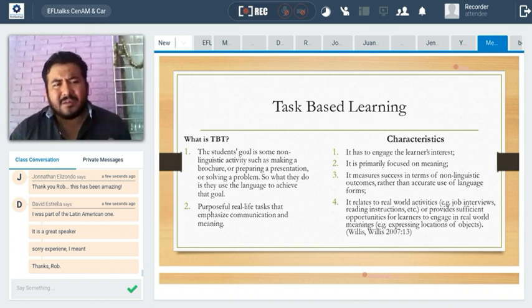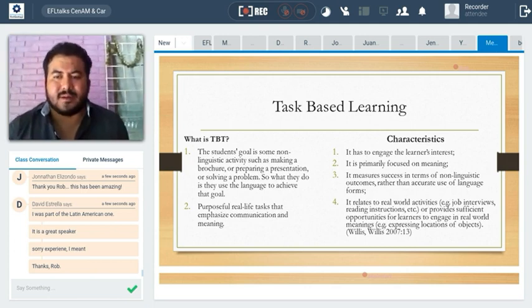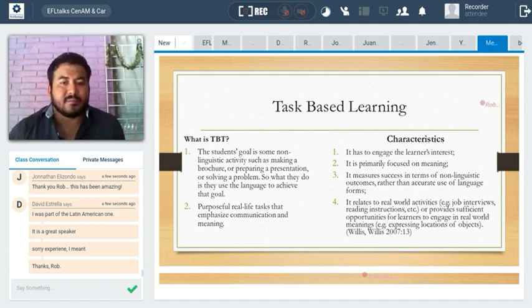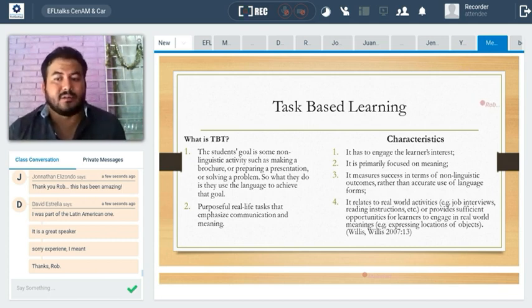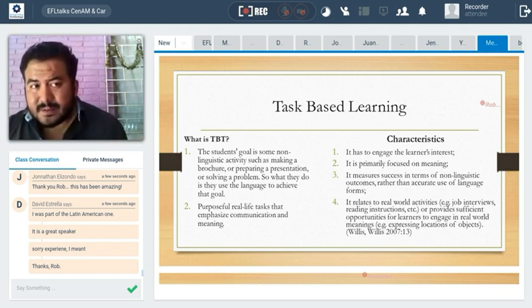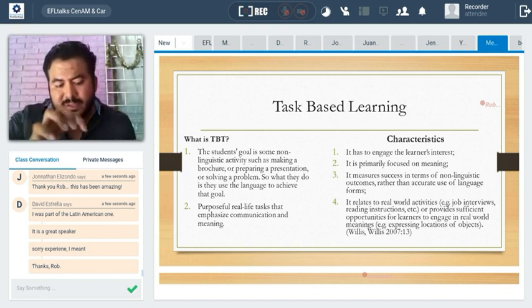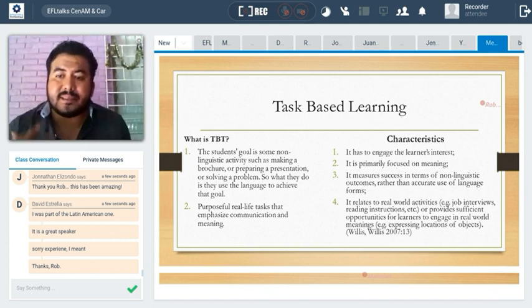But how can I come up with some activities that will allow my students to be exposed to the grammar that they want to learn? Here we have task-based learning. What is task-based learning? Task-based learning is like project learning. Students learn the grammar by using it in a project, in a task that requires it, so that the learning becomes meaningful.